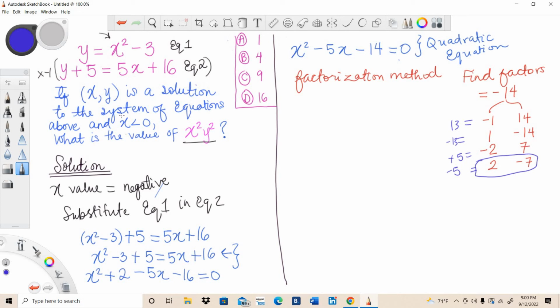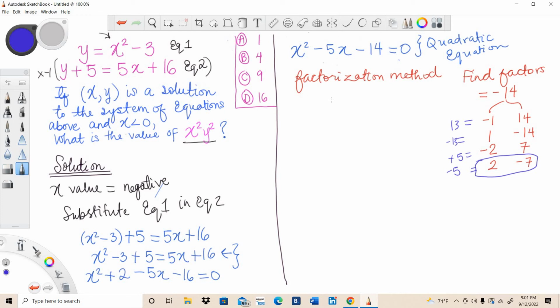Remember, factorization: get the factors of c, which in this case, c equals negative 14. Then when you get the factors of c, you add them up to see whether you get the value of b, in this case, negative 5. And we've already successfully done that. So now we know the factors that we're looking for are 2 and negative 7.